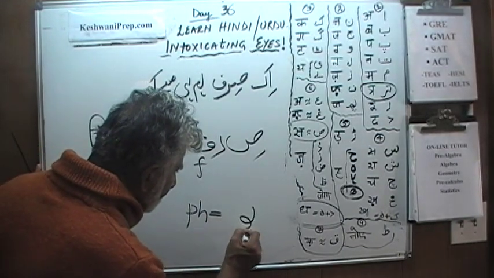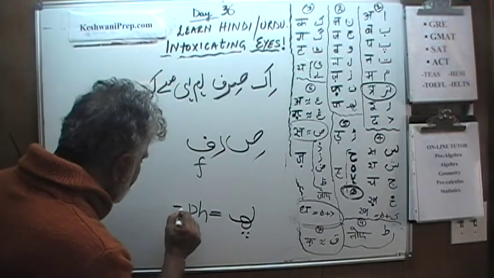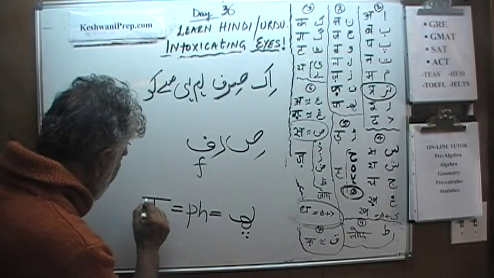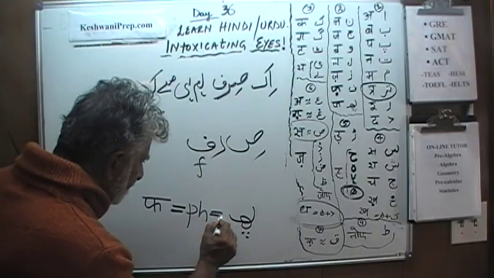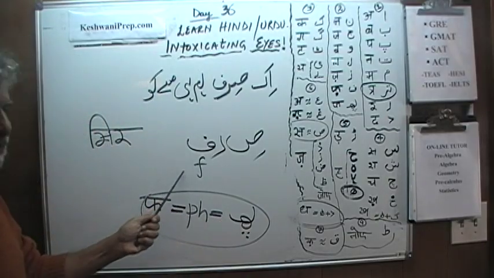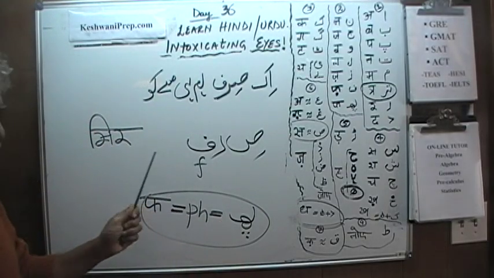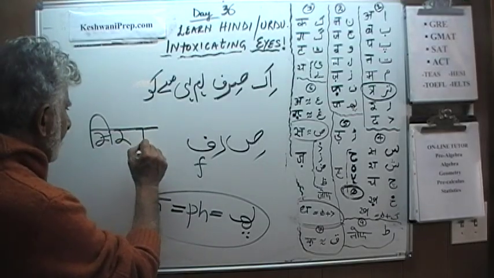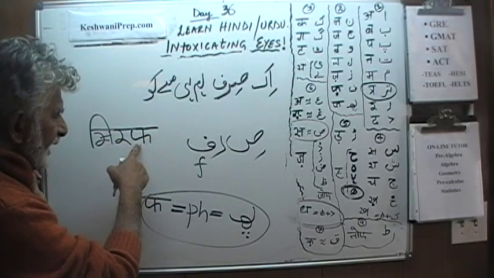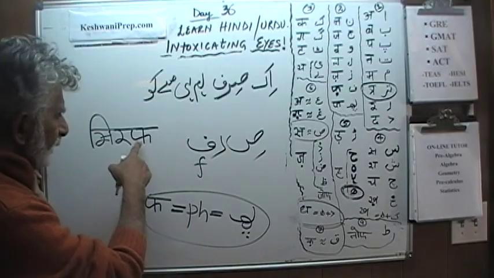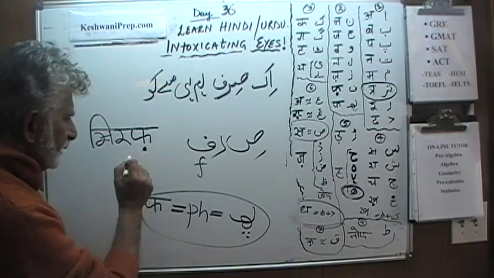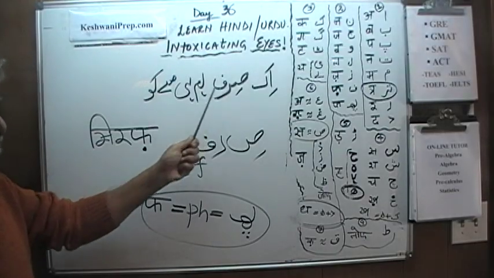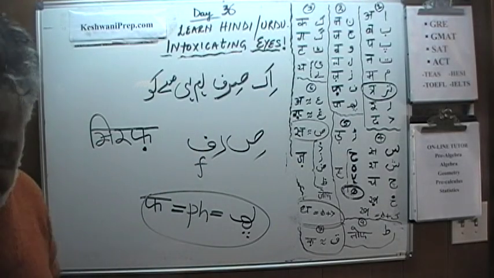PH is this, which is Hindi letter F. This is the exact equivalent. This does not exist in Hindi. So what we do is we write the F, but to indicate that this fe is not that fe, this fe is F, we put a dot. Because that's what we need here. And now it reads siraf.